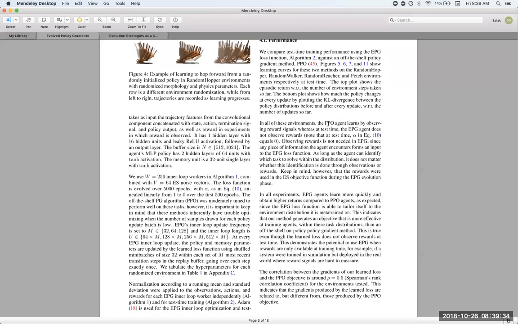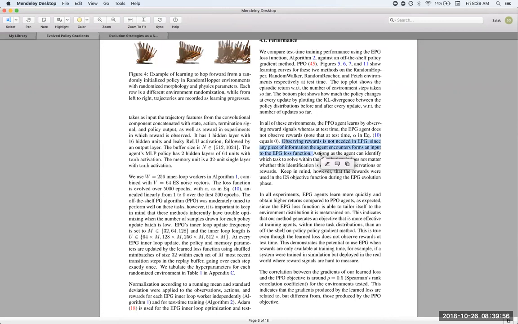Let's see, in all of these environments, the PPO agent learns by observing reward signals, whereas at test time, the EPG agent does not observe rewards. Observing rewards is not needed in EPG, since any piece of information the agent encounters forms an input to the EPG's loss function.